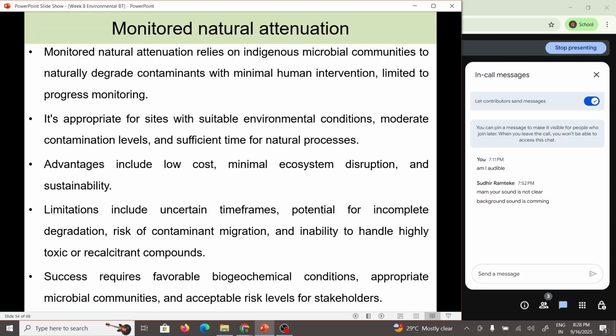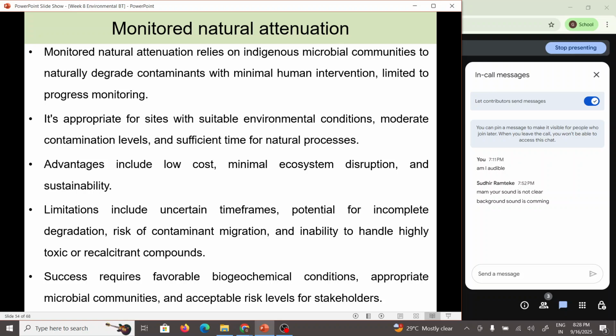So we will need to have suitable environmental conditions. If that is not present, then we will ideally try to change the environmental conditions. If the moderate level of contamination is not there and it is very high, we will try to reduce the contamination level, dilute it, or we will try to add more organisms.